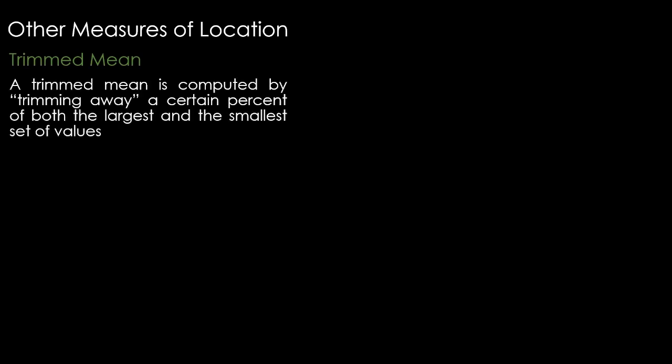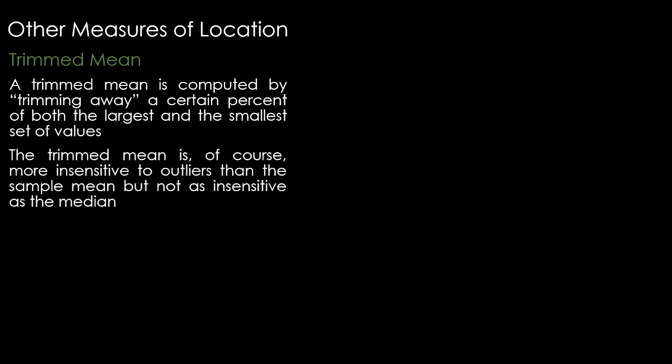So, we also have other measures of location. We have the trimmed mean. A trimmed mean is computed by trimming away a certain percent of both the largest and the smallest set of values. We tend to do trimmed mean in order for us to minimize, if not eliminate, the outliers. So the trimmed mean is, of course, more insensitive to outliers than the sample mean, but not as insensitive as the median.